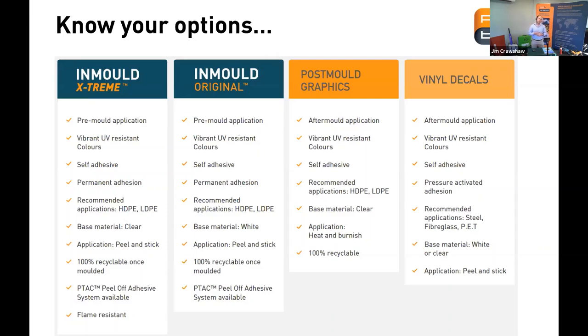Starting from the left-hand side, you've got your InMold Extreme, which is our latest strain of graphic, really designed for the marine industry. This is for InMold, so it's applied in the mold and molded into the plastic during the process, similar to our InMold Original. Some of the benefits of Extreme is it's on a clear base material, has UV inhibitors built into the actual construction, and it also has excellent flame resistance and abrasion resistance. So that's some of the advantages of the Extreme.